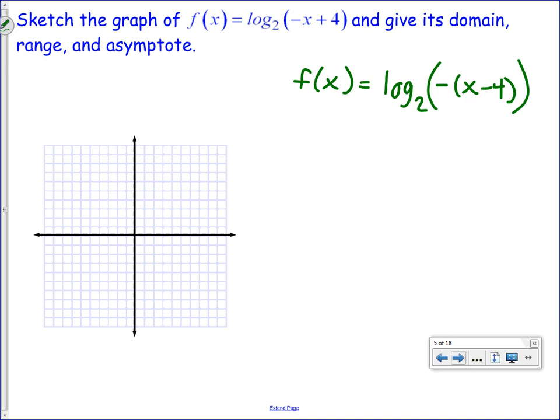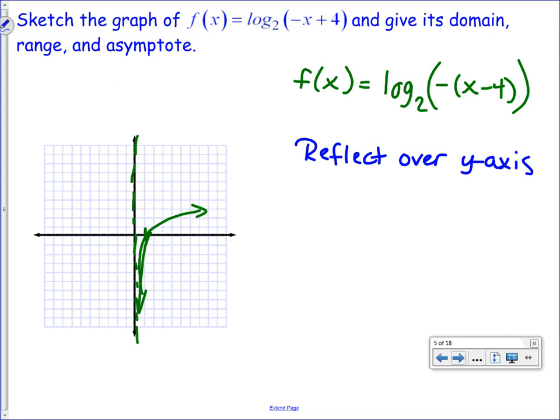Okay? All right, so our base is 2, that's greater than 1. So our parent graph looks like this. It'll get closer to the vertical asymptote. Our transformations: the negative on the inside is going to reflect the graph over the y-axis, and the minus 4 is going to shift the graph right 4.